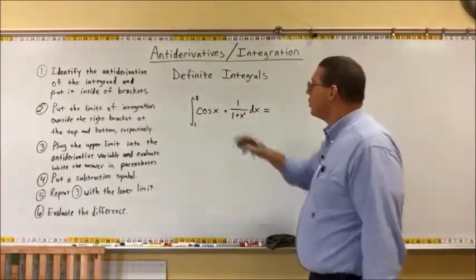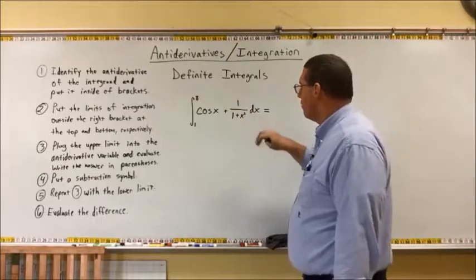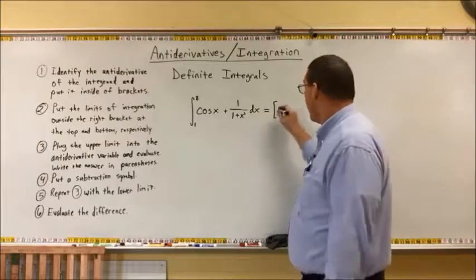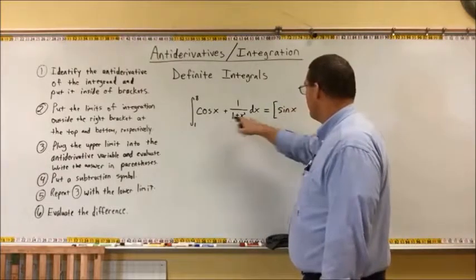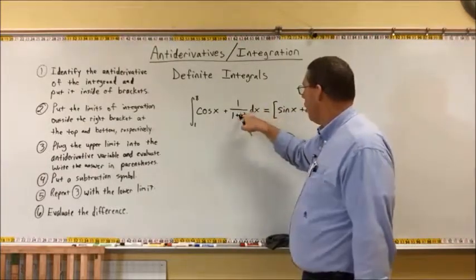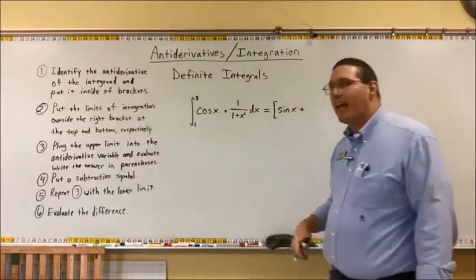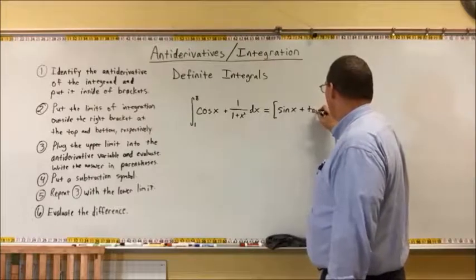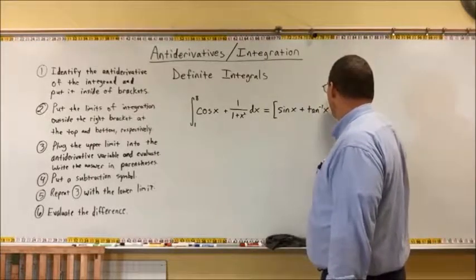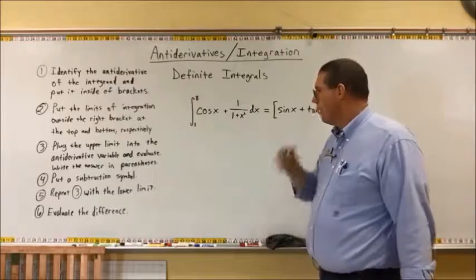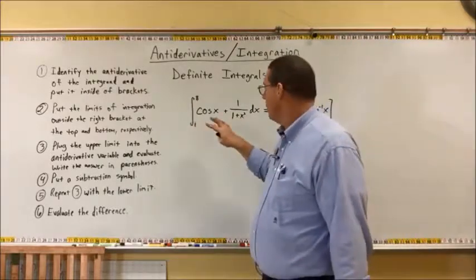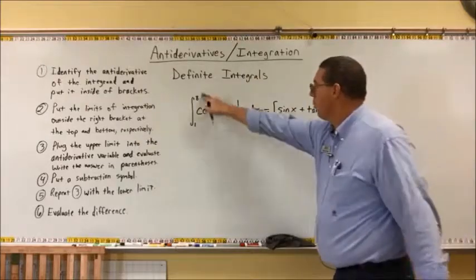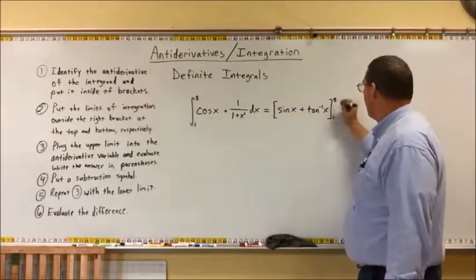Okay? So first, identify the antiderivative of the integrand. The antiderivative here is going to be, antiderivative cosine is sine of x. So sine of x plus, and if you recall, this is the derivative of tan inverse of x. So the antiderivative of this is going to be tan inverse of x. I'm going to close it off with a bracket. And then what we're going to do is plug in the upper limit, or we got to put our limits of integration on here. We got to put a 1 and an 8. 1 is the lower limit, 8 is the upper limit.